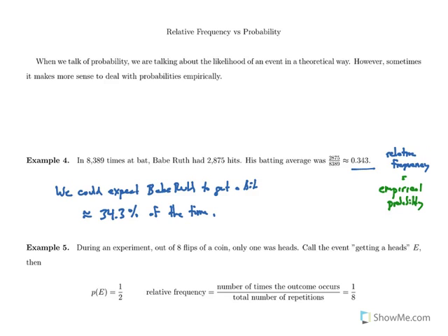All right, another example of this, we can look at both empirical and theoretical. So during an experiment, out of 8 flips of a coin, only 1 was heads. So this is somebody sat down and flipped a coin 8 times and counted how many heads there were, and there was only 1. So we'll call the event getting the heads, we'll call that E. And note that the probability of E is 1/2. The probability of getting a heads is 1/2. We talked about that before. That's theoretical.